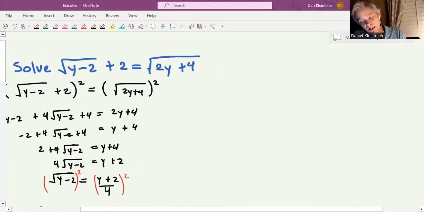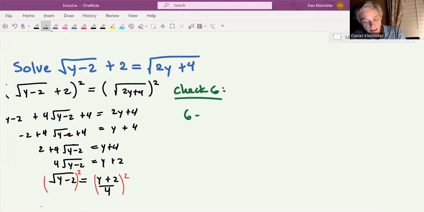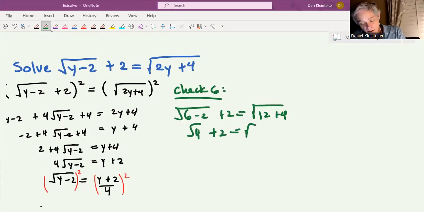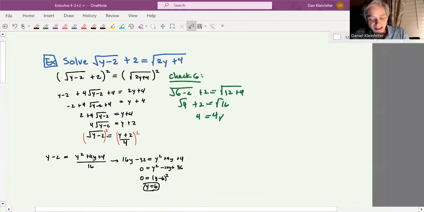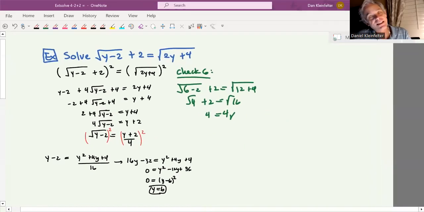Let's go back to our equation and check. So that's the square root of 6 minus 2, plus 2, is equal to the square root of 12 plus 4. Okay, so 6 minus 2 is 4. Square root of 4 plus 2 is equal to the square root of 16. The square root of 4 is 2. 2 plus 2 is 4. So we do have 4 equal 4, and it checks out. So at long last, we got the solution to this one, at least, and the solution is 6.